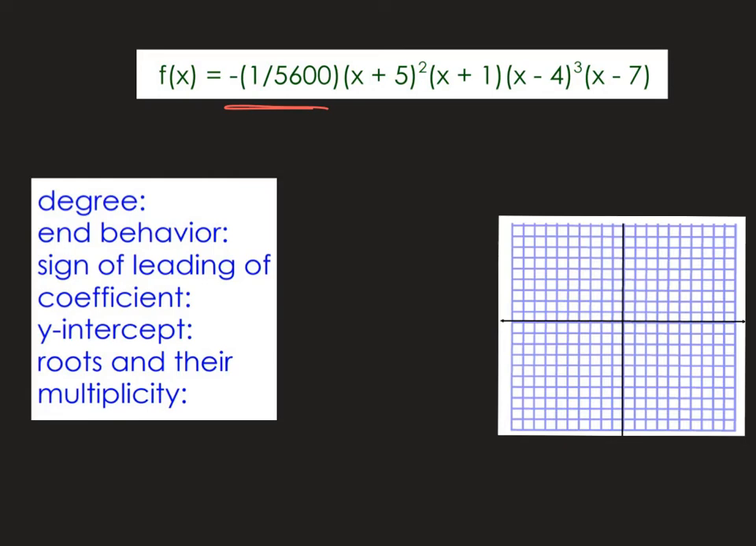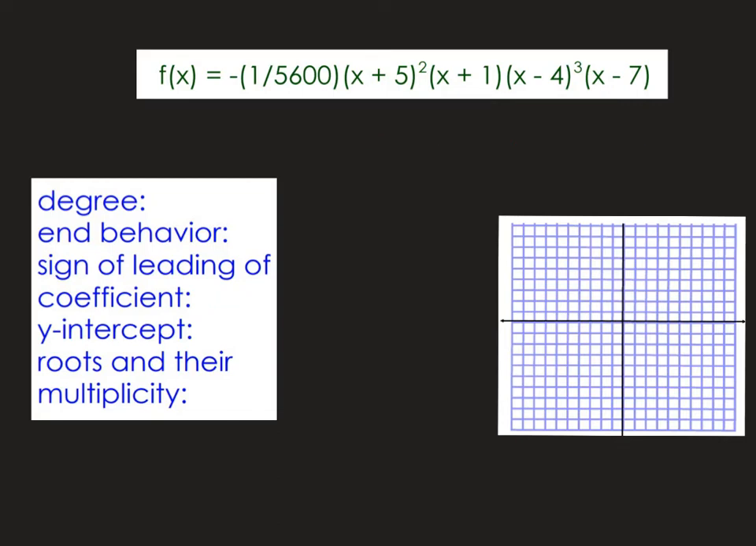This negative 1 over 5,600 is just a big fractional negative lead coefficient, right? So my lead coefficient, the sign is negative. No big deal. And then I have what looks like a touch and turn, a singleton strike through, a flex, and then another singleton strike through. So we're going to go through, we're going to flex, we're going to touch and turn, and we're going to go through. All right, let's get to it.